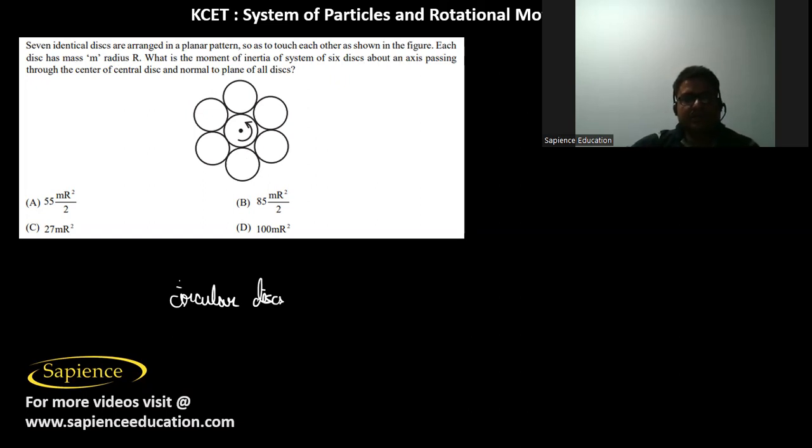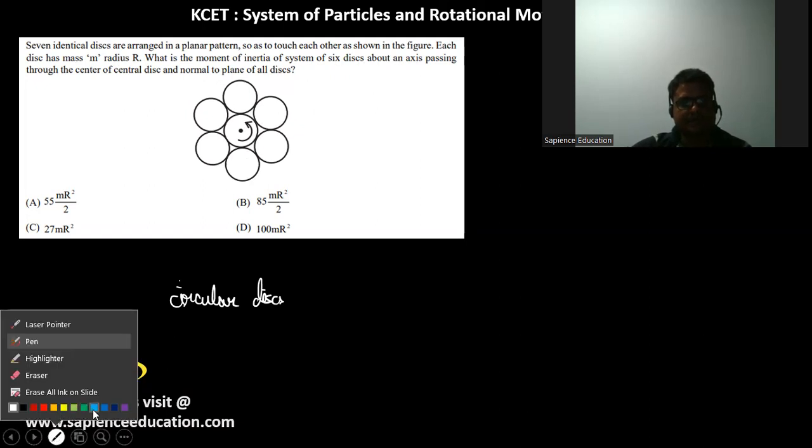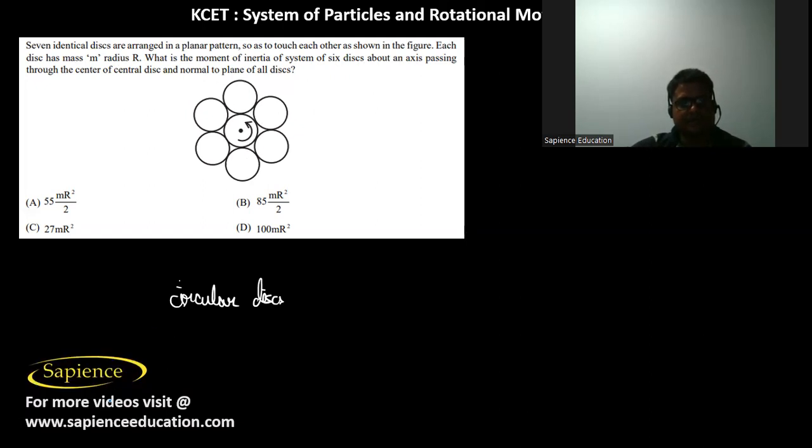Each disk has mass m and radius r. What is the moment of inertia of the system of 6 disks about an axis passing through the center of the central disk and normal to the plane of all the disks? So here we can see that the mass of each of the disks is m only, and each of them has radius r.